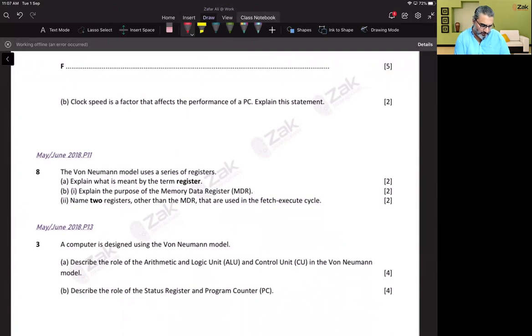The location that is accessed is the address which is in the MAR. The content of that address arrives in MDR. Name two registers other than MDR. So we have got CIR, we have got PC, index register, status register, interrupt register.